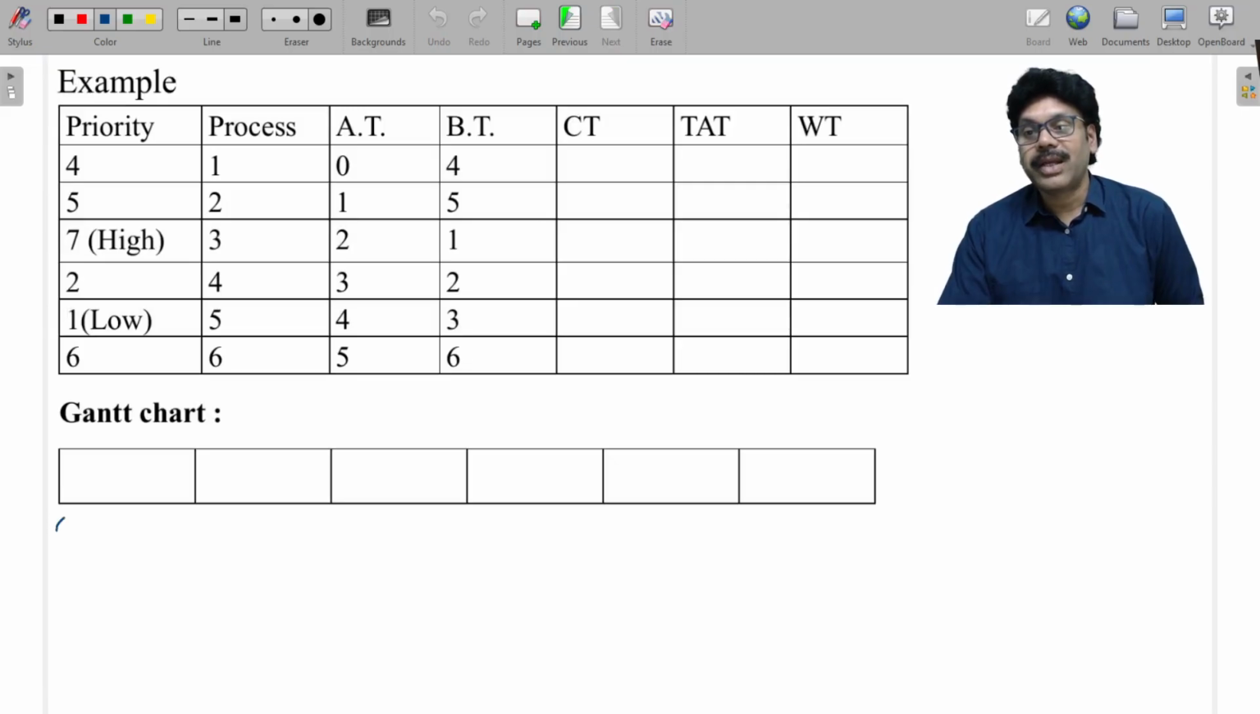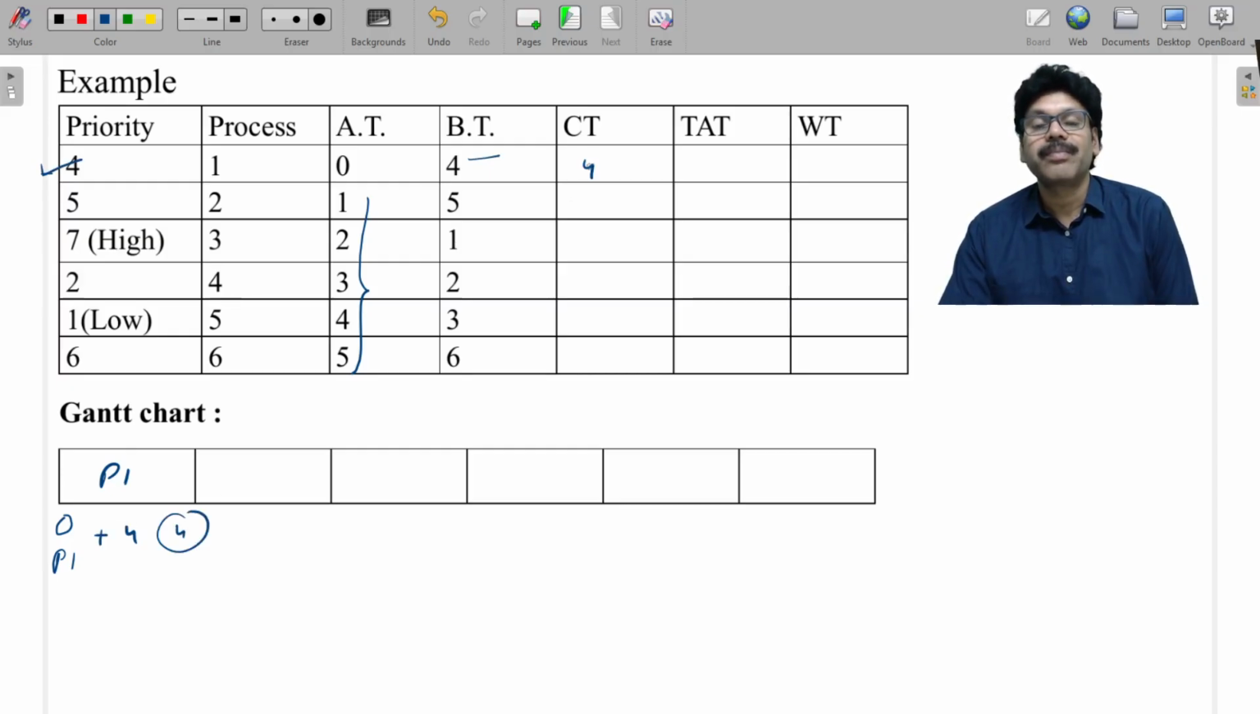So at arrival time 0, no other process has come except P1. Please observe, this is a very, very important problem. No other process has come because they are coming at different regular intervals. Only one process is there in your ready queue, so you need to pass it. Though it is having a lower priority, it doesn't matter. You have to execute it because no other process is there. So this is executed for 4 units of time and it finishes its task.